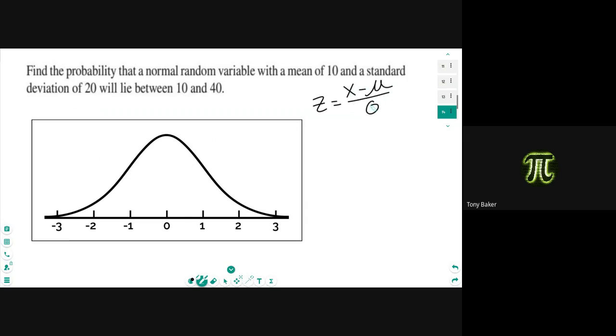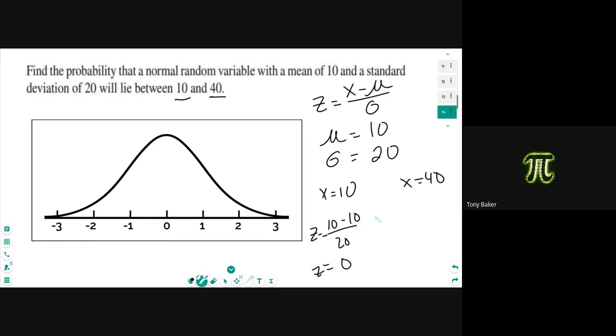Over. So my mean is 10. My standard deviation is 20. I have 2 X values, 10 and 40. So we have to do it for 10 and we have to do it for 40. Your Z table sheet will always be rounded to 2 decimal places. So when you're looking for your Z-score, you're always going to round to 2 decimal places.